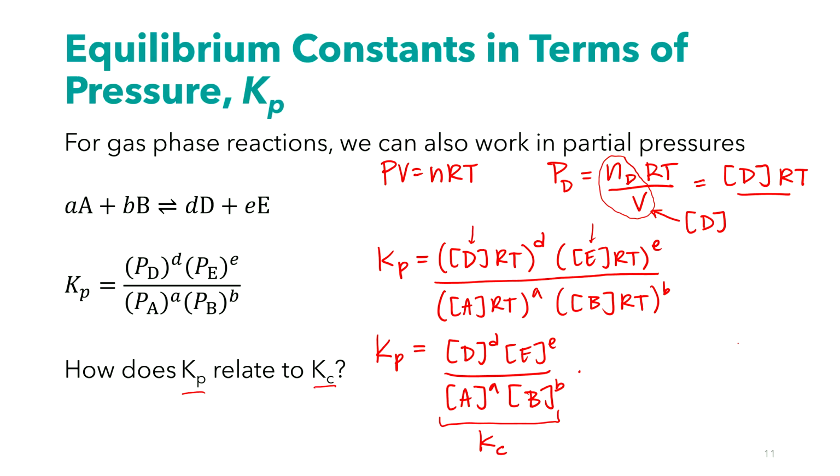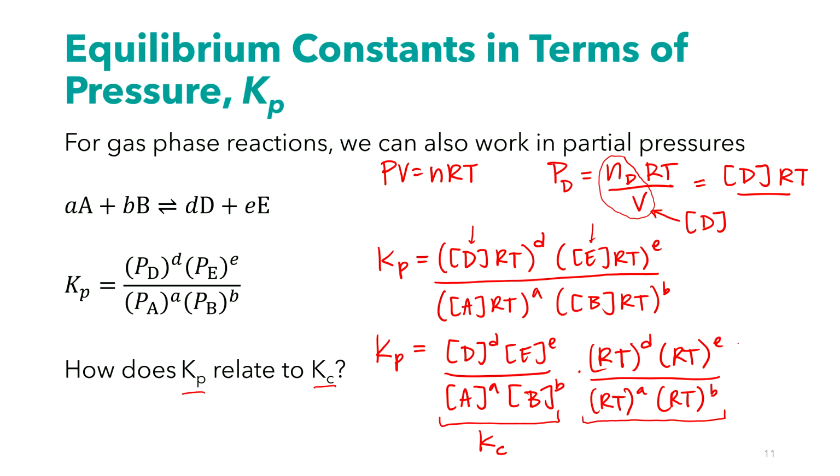But I need to multiply it by RT to the D, RT to the E, divided by RT to the A, RT to the B. And I can consolidate this, and that's what's going to make this a lot easier. If we look at this term, and I'll switch colors here just to emphasize, this equals RT to the D plus E minus A plus B.